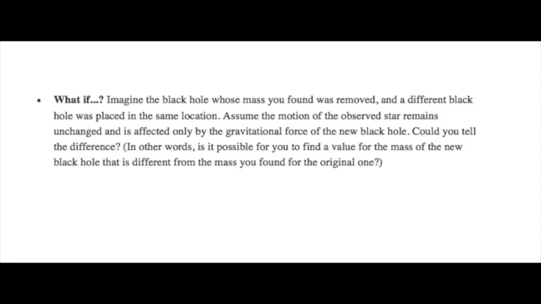For the what if question, we are asked if we could find the new mass of a different black hole. However, because the motion of the star did not change, it means that the same forces are acting on the star. This means that the mass of a black hole did not change compared to the old black hole. If we look at the gravitational force equation, we know that it is directly proportional to the mass of the objects. And since the mass of the star did not change, the mass of a black hole could not change either if the orbit was the same.